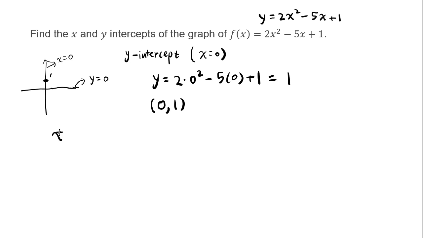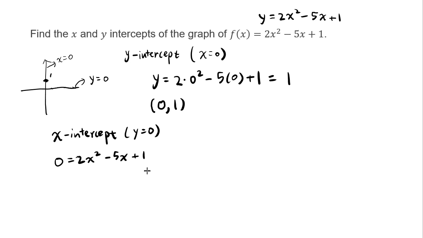Now for the x-intercept, this time you set y as 0 because any point on the x-axis must have the y-coordinate 0. And that means in this equation you're setting y as 0, and you get 0 equals 2x squared minus 5x plus 1. Now at this point, you see that you have a quadratic equation.